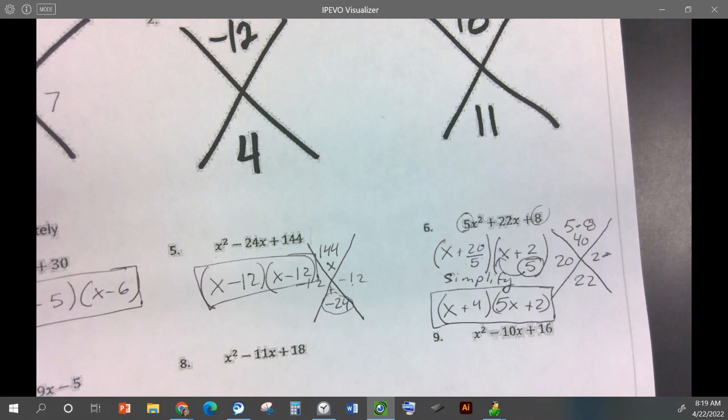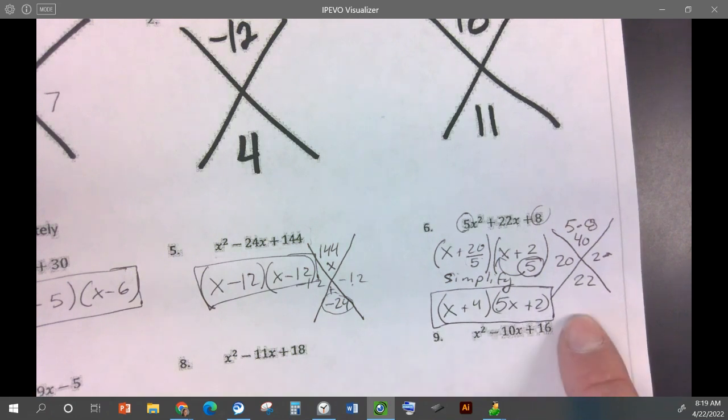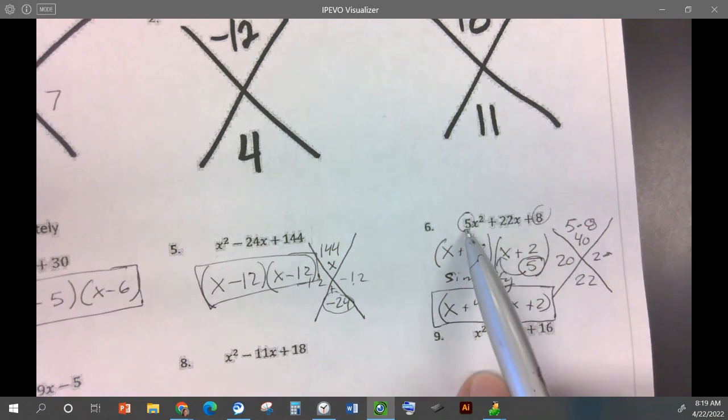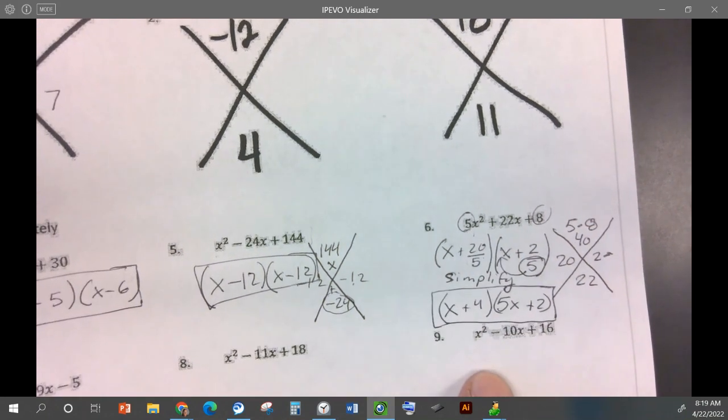Questions on this type? I think this is the hardest type of problem on our test, when a is not 1. So make sure you know how to do that. There will be some of those on the test.